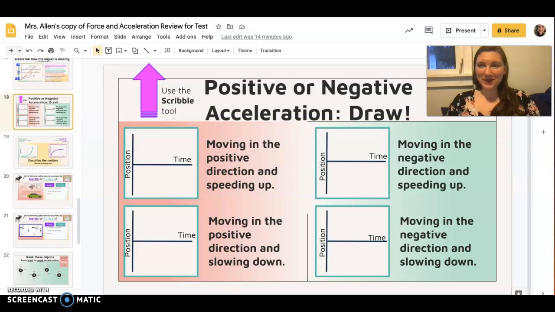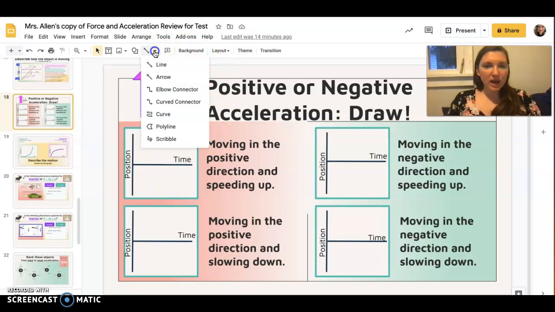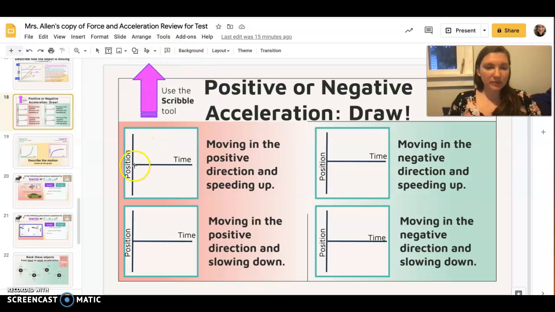Okay, part 3, here we go. So positive or negative acceleration, we're going to draw this. So moving in the positive direction and speeding up. All right, so it's going to be in the positive quadrant of the graph here. And since it's speeding up, that means it's covering more and more position in a shorter amount of time. So that is going to be a curve that looks like this.